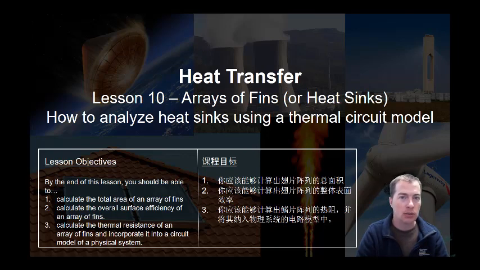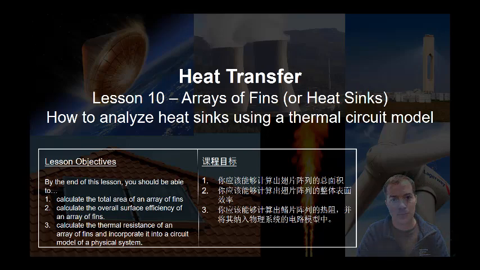By the end of this lesson, you should be able to calculate the total area of an array of fins. You should also be able to calculate the overall surface efficiency of an array of fins. Finally, you should be able to calculate the thermal resistance of an array of fins and incorporate that thermal resistance into a circuit model of a physical system.